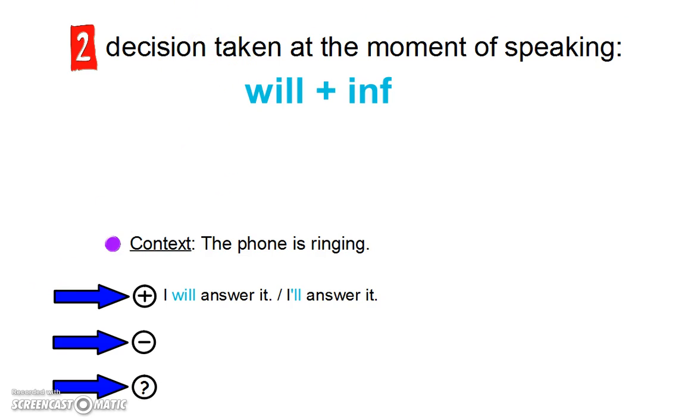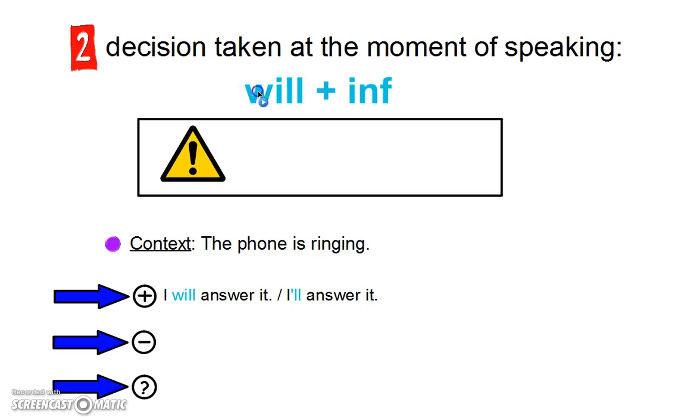Will plus infinitive. Now, a small remark here. Will is an auxiliary. So it means, as we saw, followed by an infinitive without to, and it also means that there is no s in the third person singular. So I will, you will, he will, she will, we will, you will, they will. Okay, the same form for all the persons. As you can see here, the 'll, apostrophe double L, is the short form of will. So I'll answer it. It's the same as I will answer it.